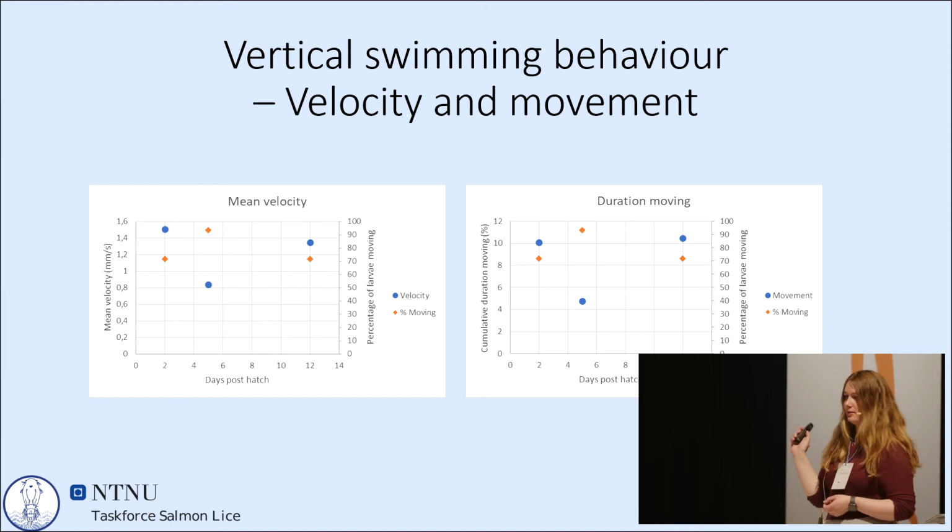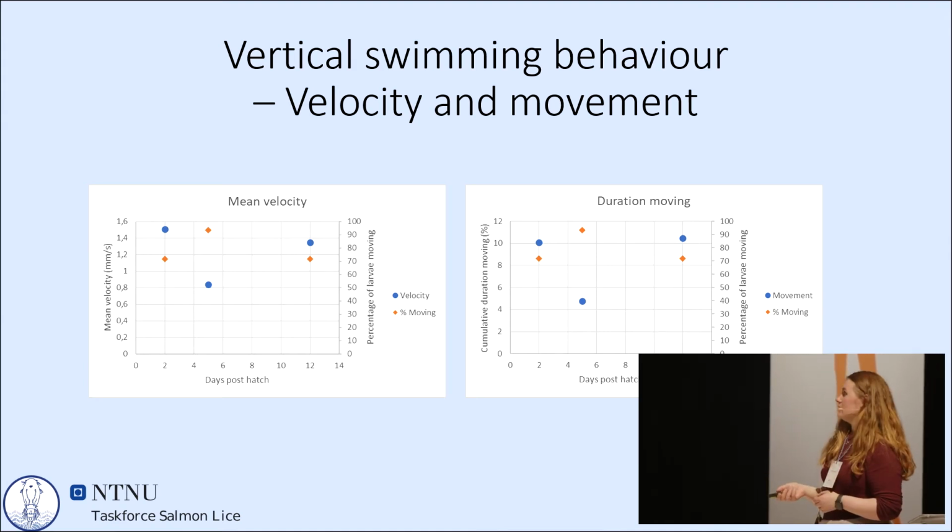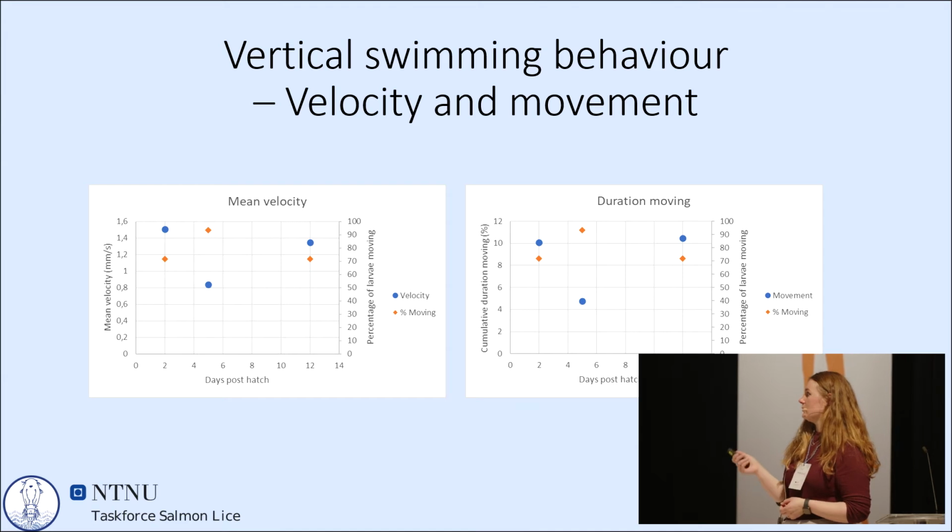But here on the left, you see the mean velocity of the lice in millimeters per second at the different ages. You can see that they had a higher mean velocity at 2 and 12 days than on 5 days. But none of them really had a very high mean velocity, and that's due to them having periods of time where they're not moving, when they are sinking, because their sinking speed is lower than their active swimming speed. But this was the pattern.